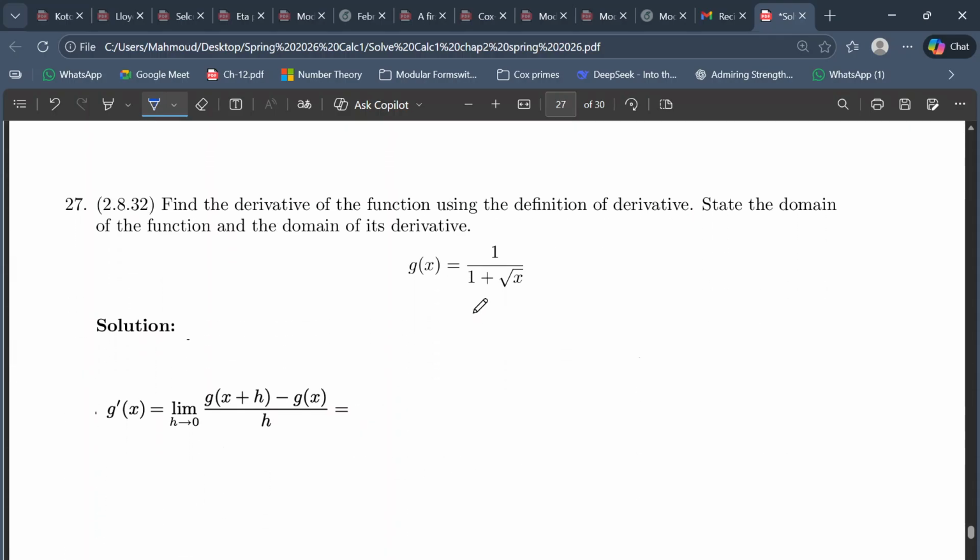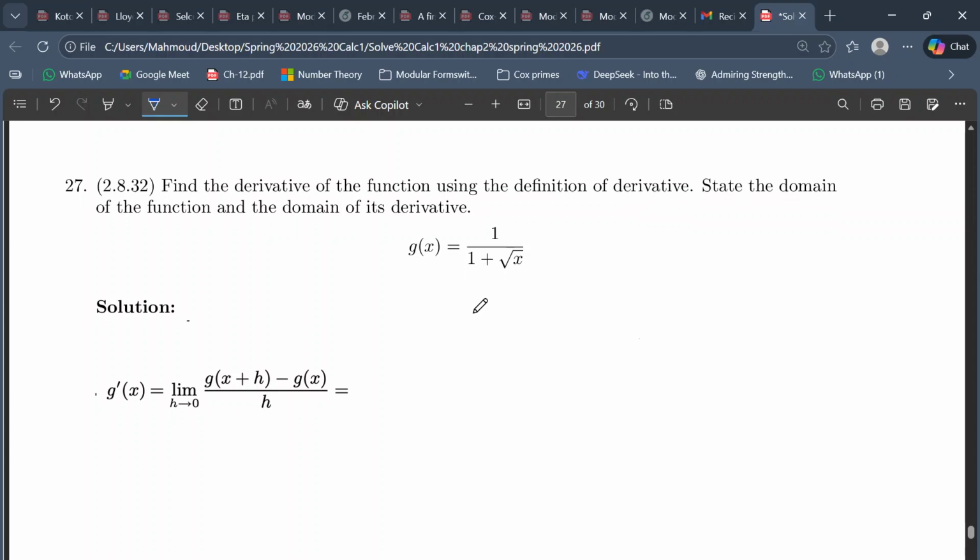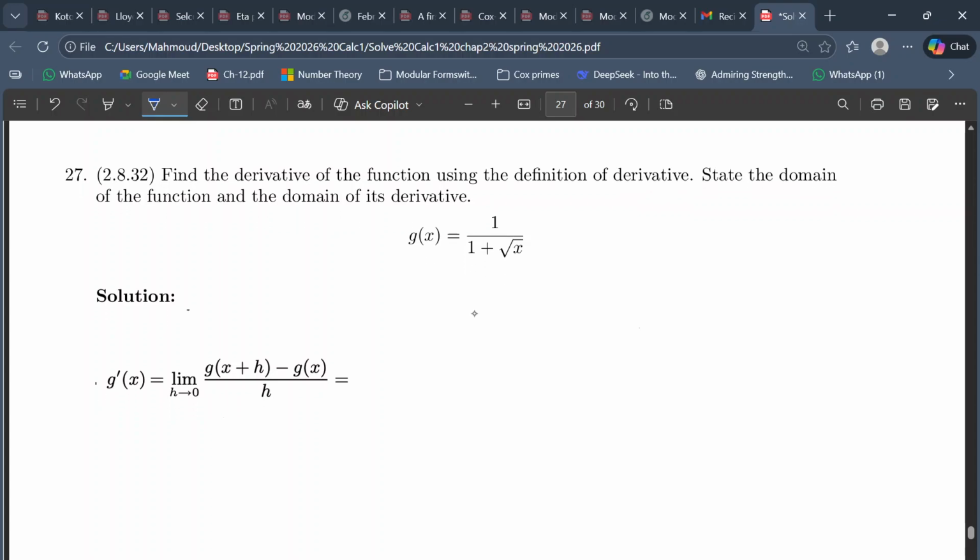So this is the problem. Find the derivative of a function using the definition of derivatives, state the domain of the function and the domain of the derivative. We will find the domain first.